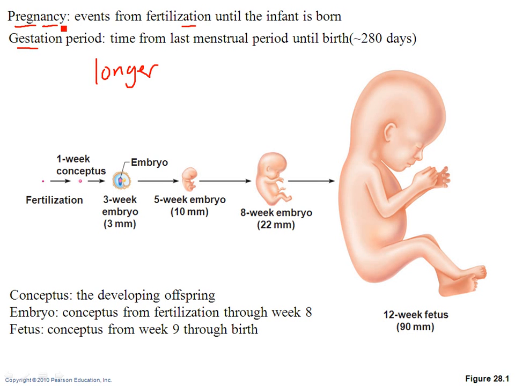Also, some terms that we use to describe the baby in utero, inside the uterus. All right, fertilization. Once you have fertilization where the sperm and the egg come together, you have what's called the conceptus. And the conceptus is actually the developing offspring. So once you have fertilization occur all the way through birth, you have the conceptus. The embryo is basically from the conceptus of fertilization through week 8. So from fertilization through about week 8 is an embryo.